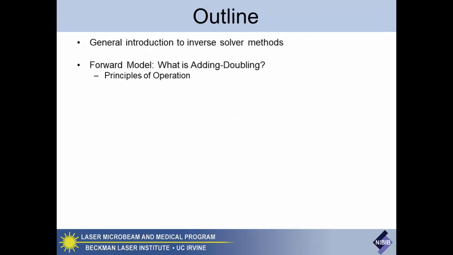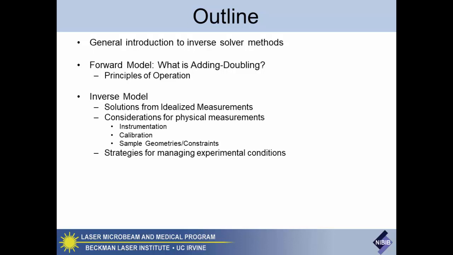So the outline for this talk: I'm going to try to reintroduce this concept of an inverse solver method, and then go into the forward model of this adding doubling and go through the principles of its operation. Then, now that we understand how this model will describe light transport under these very limited conditions, how do we then go through and do the inverse? And not just think about it in terms of these idealized measurements, but also go into considerations of physical measurements. So what kind of instrumentation would it take?